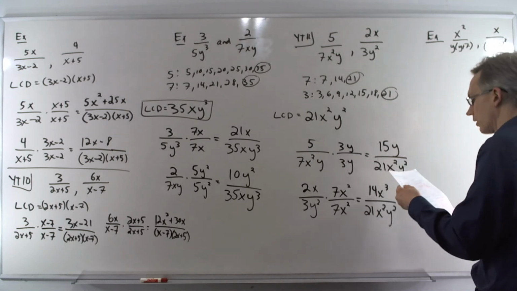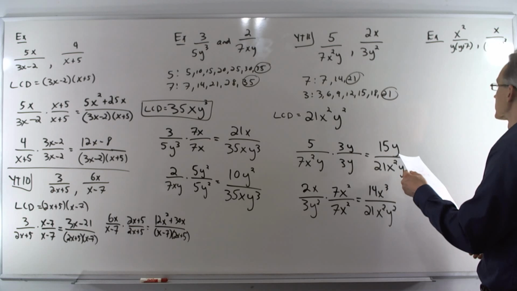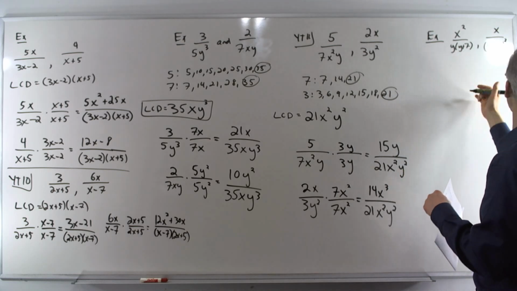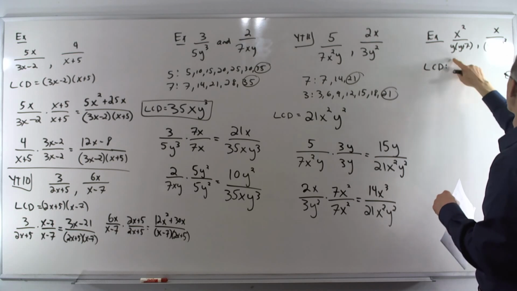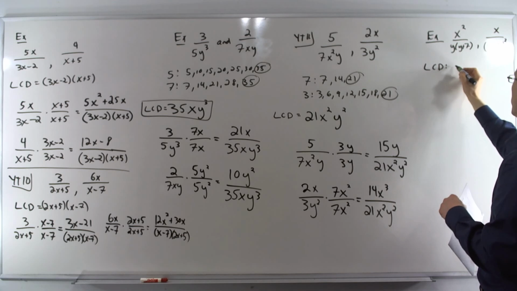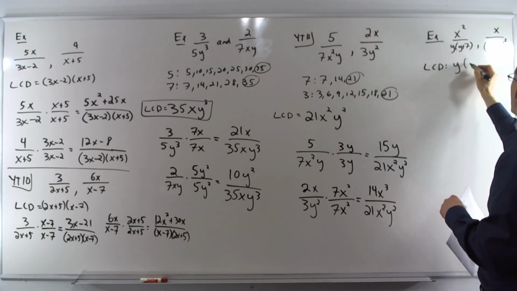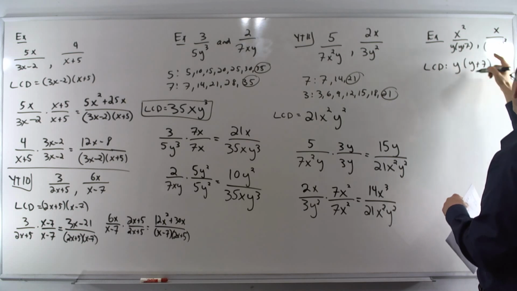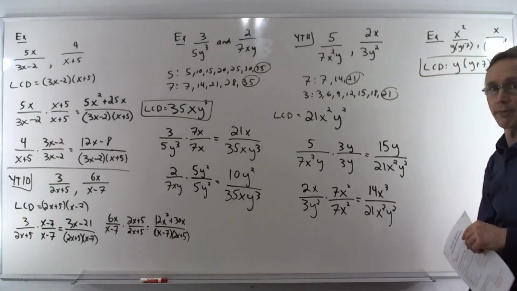So we've got x squared over y times y plus 7, and x over y plus 7 squared. This one's already factored for us. All right, so for the LCD, all we have is variable parts. We have two bases: y and y plus 7. For the y, it's only 1 to the first power. For the y plus 7, we have 2 of them, and the larger exponent is 2. So the LCD is y times y plus 7 squared.